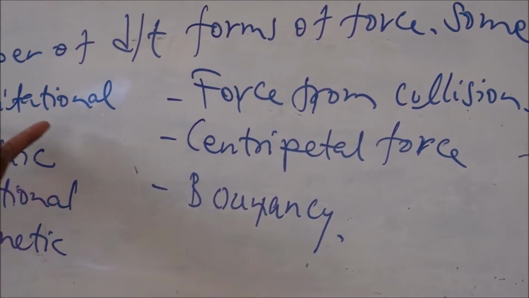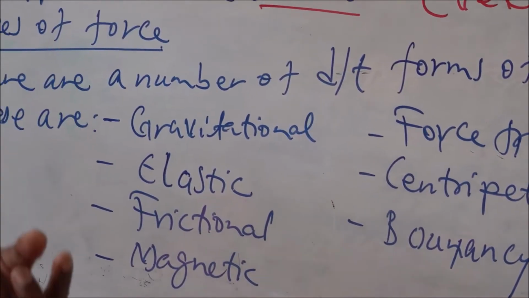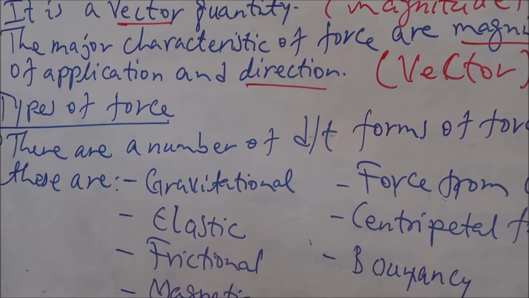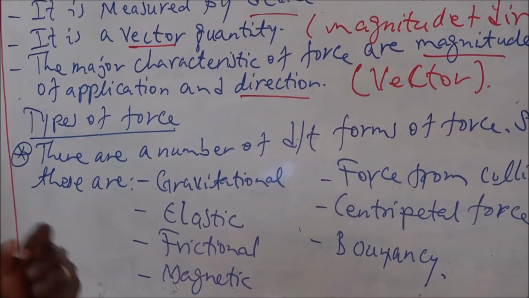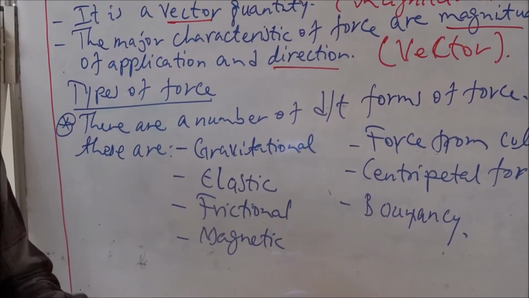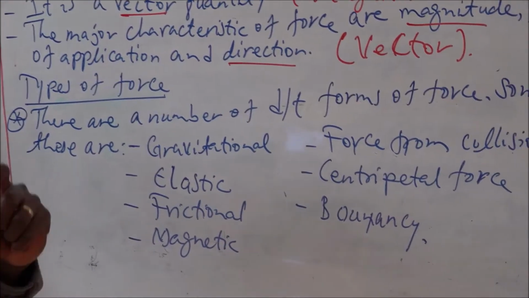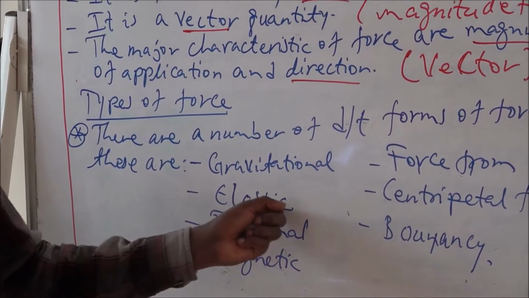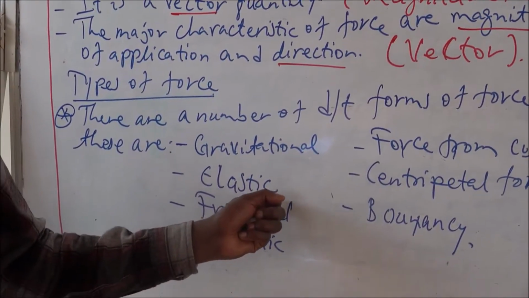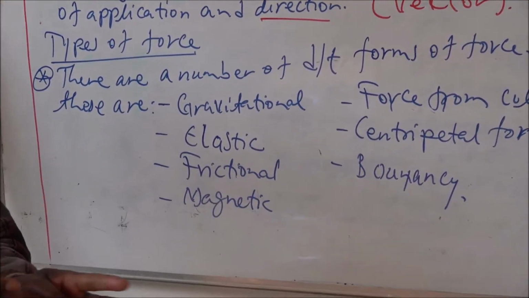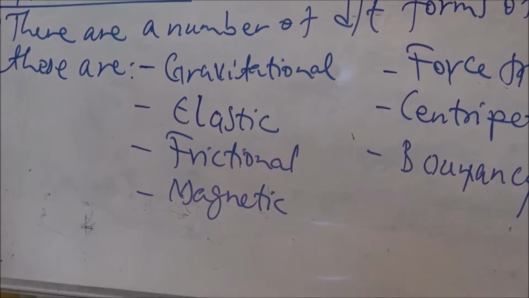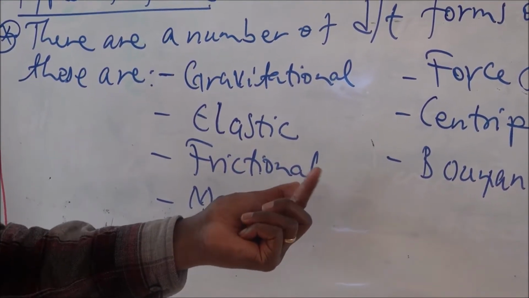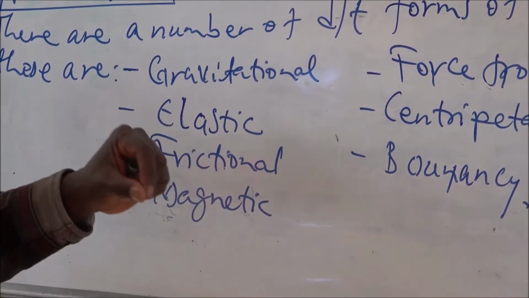Gravitational force is the force when the earth attracts a body towards the center of the earth. Elastic force: for example, a stretched or compressed spring applies a type of force we call elastic force. Friction force is when two bodies move over each other. What type of force does it apply? Frictional force.